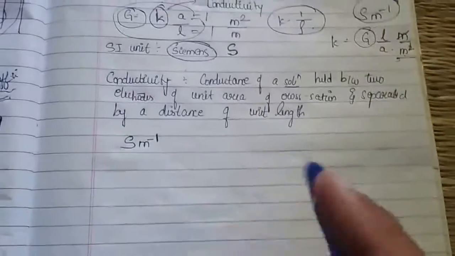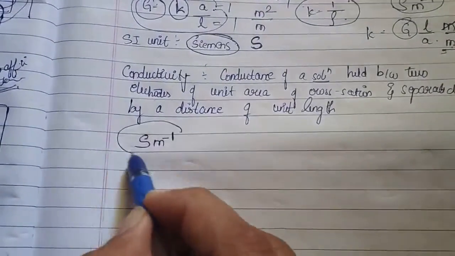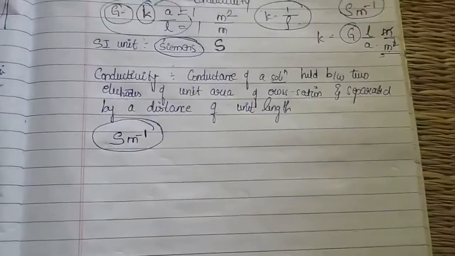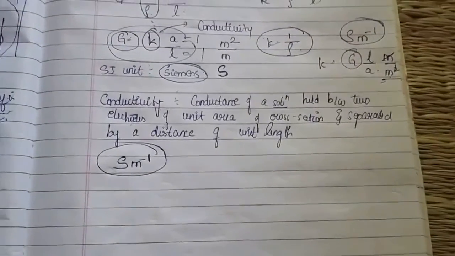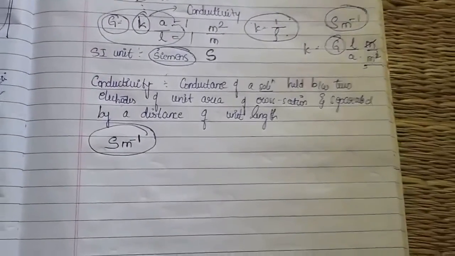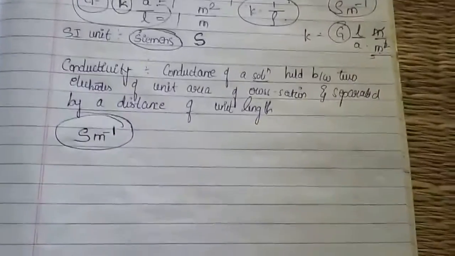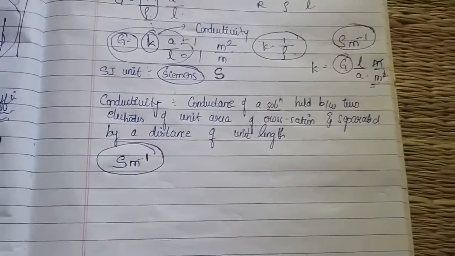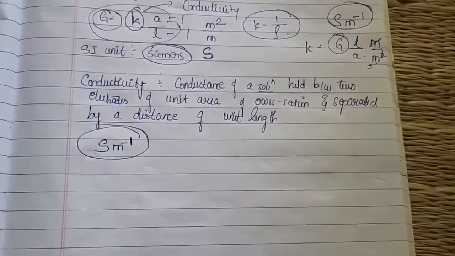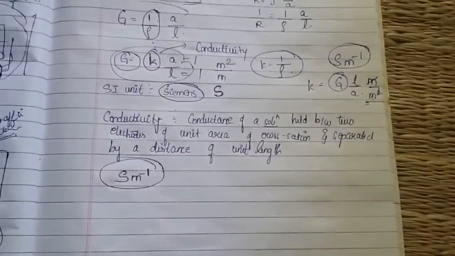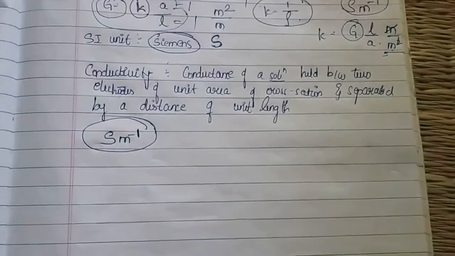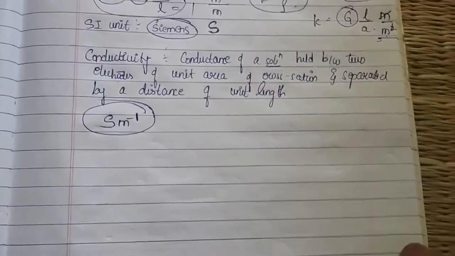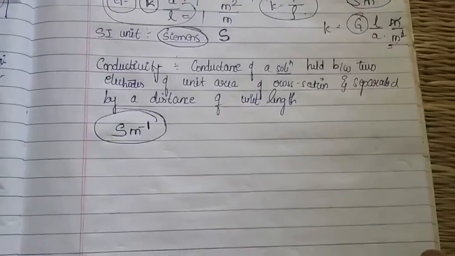Is that clear? So the unit of conductivity is Siemens per meter. Once again, in your problems, they can ask you for Siemens per centimeter also. But the SI unit of conductivity is Siemens per meter. Is that clear? Very much important. Of course, the next part, whatever I'm going to say, is not included in your present syllabus, but it is there in your NCERT textbook.